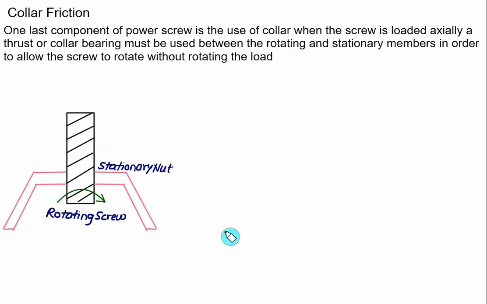One more friction we have to introduce, that is collar friction. Suppose we are using a screw jack. So this one is the screw and we have a stationary nut here, and a load here equal to W. Since the nut is stationary, as you rotate the screw, the weight will also rotate. Whereas we desire that the weight should not rotate. In that case, you have to use the collar.